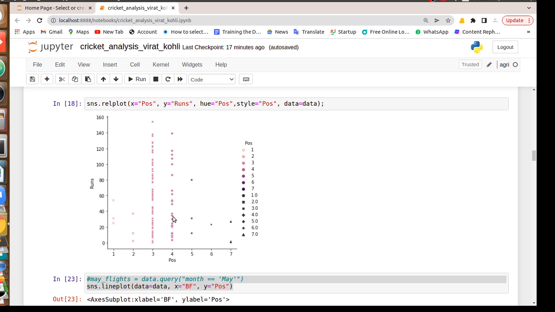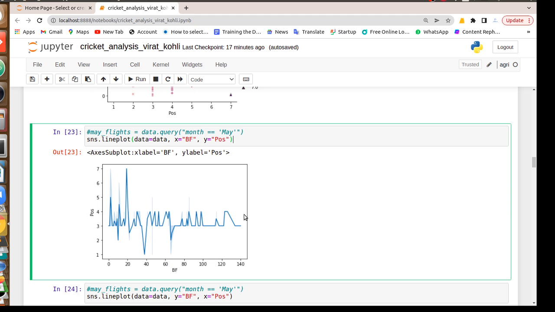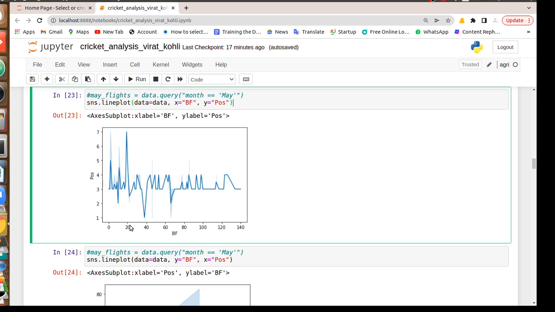The same thing I plotted using another graph, where you can see at number 3 the runs, how many times he scored all the runs. At number 4 also, and at numbers 5 and 6 it reduces, as you saw. And then comes best performance. In which position was the best performance more? On the left-hand side you can see best performance on the X axis, and this is the position. When you see 3, best performance goes up, so his best performance also comes at number 3 a lot.